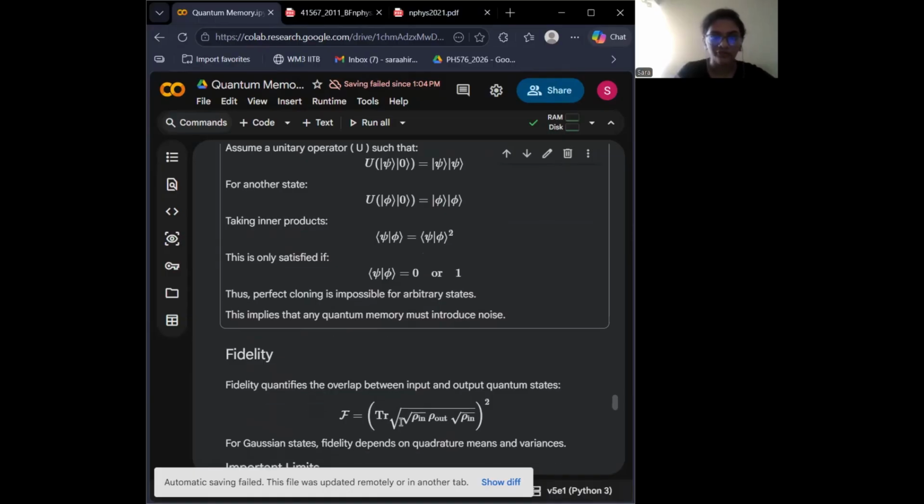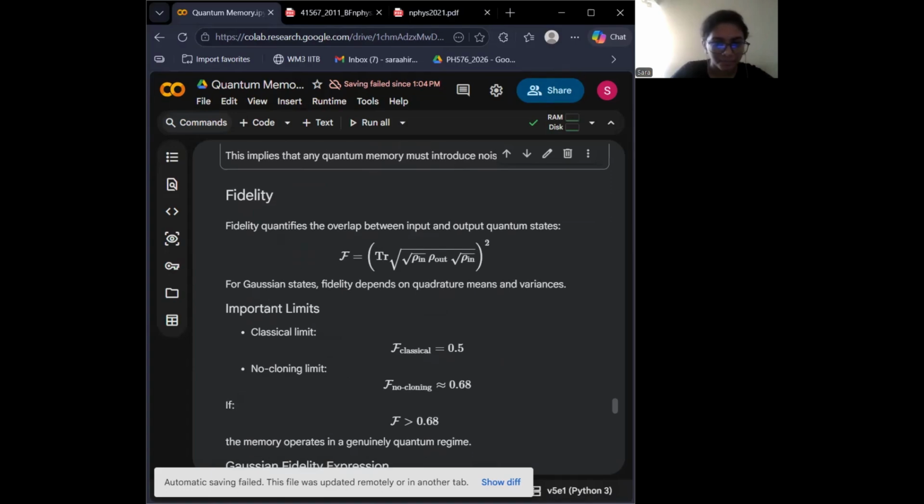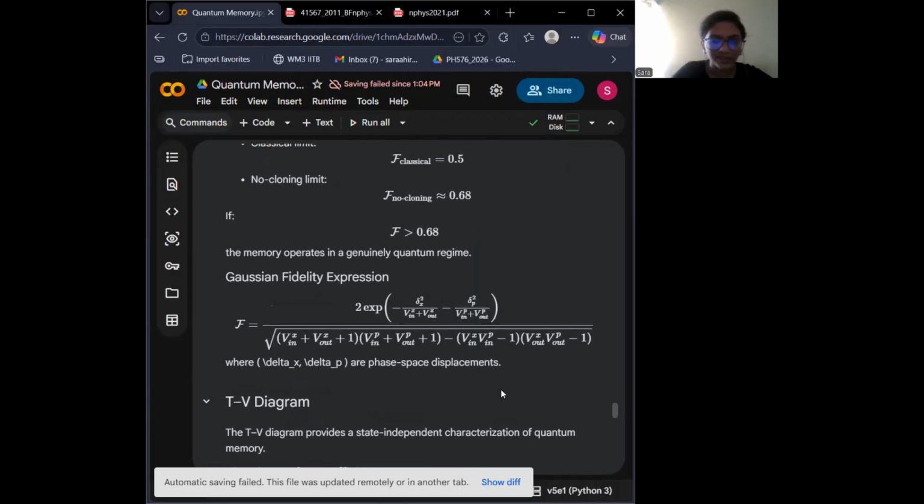Now, how do we do this? First, let's come upon the first parameter, the fidelity. The fidelity is basically the overlap between the input and the output Gaussian states, that is psi in and psi out, where psi out is basically the retrieved state, and psi in is the input quantum state. Now, the fidelity is given for Gaussian quadrature or for Gaussian states. The fidelity is given by this big expression that you can see here.